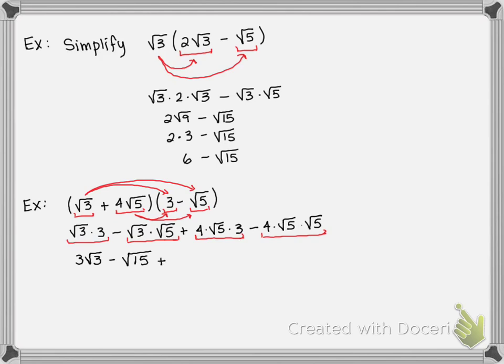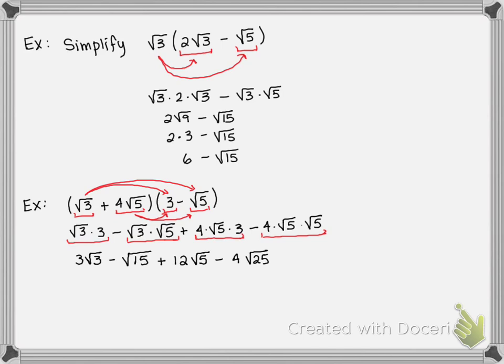In that third term, 4 and 3 are coefficients. So we'll multiply the coefficients, and then we're left with the square root of 5. So again, you can multiply radicals, and you can multiply coefficients. But you can't multiply a coefficient by a number that's under the radical. So then we have a coefficient of 4, and root 5 times root 5 is root 25.